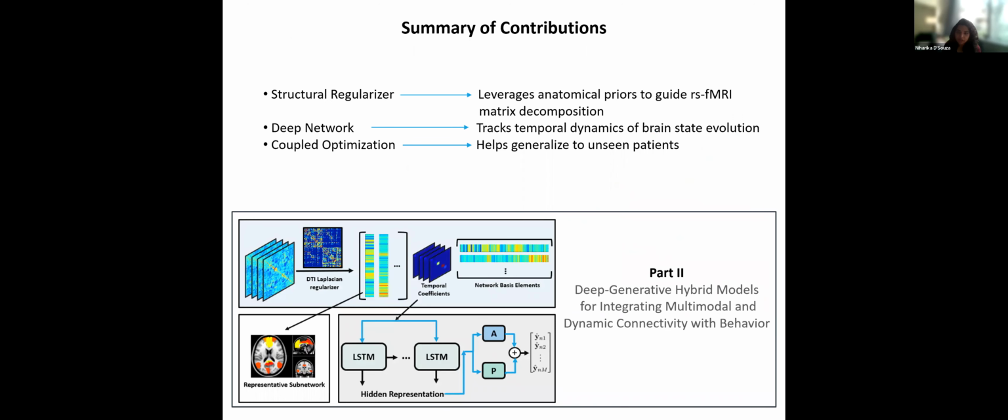Overall, the main contributions of the model are: we were able to incorporate structural information in the form of anatomical priors to guide our functional connectivity. Our deep network allowed us to track temporal changes in the scan, and the optimization procedure helped generalize to predicting multiple impairments. This blend of utilizing domain knowledge combined with the flexibility of deep networks helps us obtain a more holistic picture of brain connectivity and behavior.